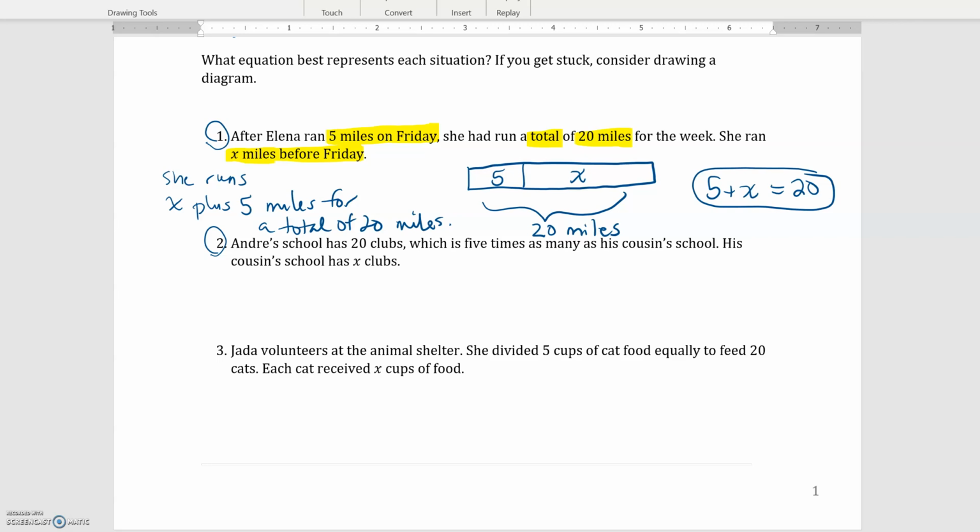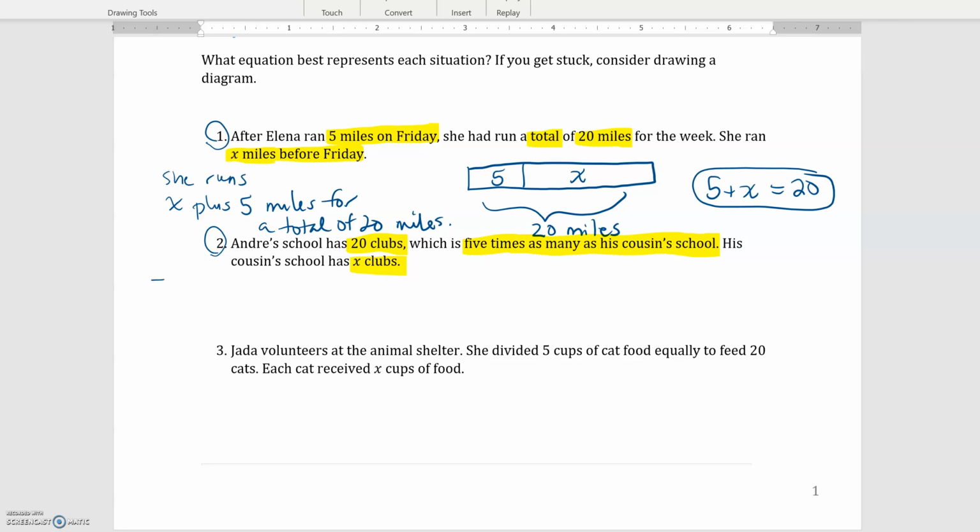Let's try one more together. Number 2 says, Andre's school has 20 clubs, and that is 5 times as many as his cousin's school. And his cousin's school has X clubs. So thinking about this, Andre's school has 20, and this 20 is 5 times as many as his cousin's school, and his cousin's school has X clubs.